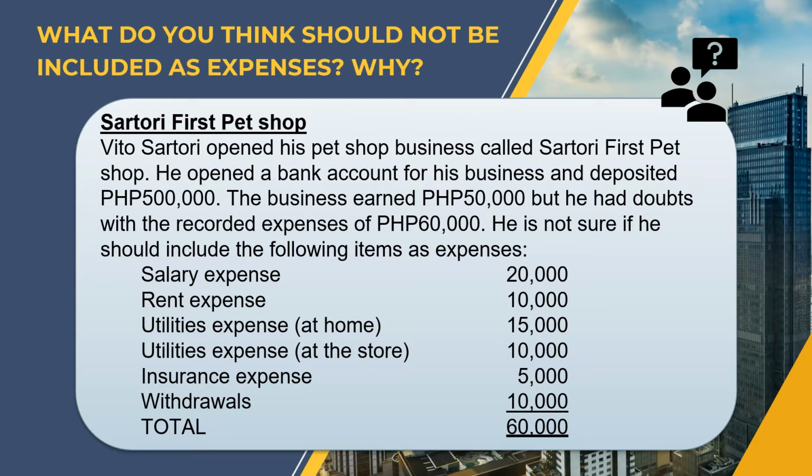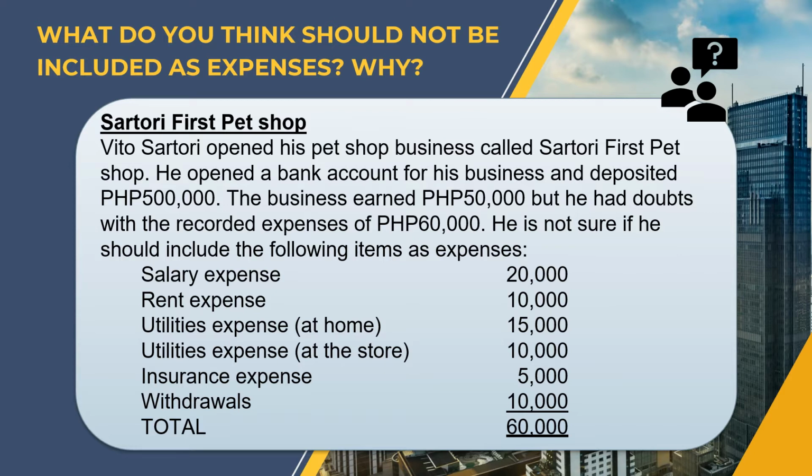Next is utilities expense at home. It can either be the electricity or the water. But since it is at home, meaning hindi siya mismo dun sa shop ni Vito, and hindi siya para sa operation ng business, that shouldn't be part of the pet shop's expenses. And then, utilities expense at the store. Ito na yung para sa operation mismo ng business, so ito yung tamang utilities expense ng business. And then insurance expense. Again, that's for the operation of the business, so that's correct. That 5,000 should be part of the expenses.